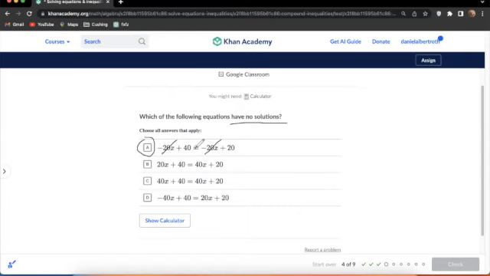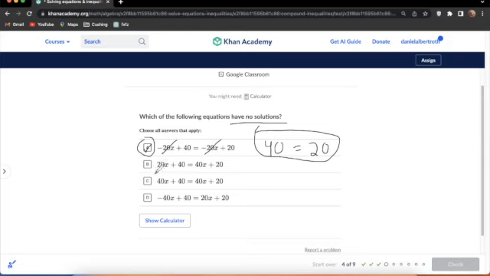I'm going to be left with 40 equals 20. So similarly to what we just saw, if we're left with a false statement, 40 equals 20, this one appears to have no solution because you're kind of stuck. As you try to solve it, you get stuck and you're going to be left with a false statement. So A, I believe, has no solution. So I'll check that. Let's see if that's the case with B and C and D.